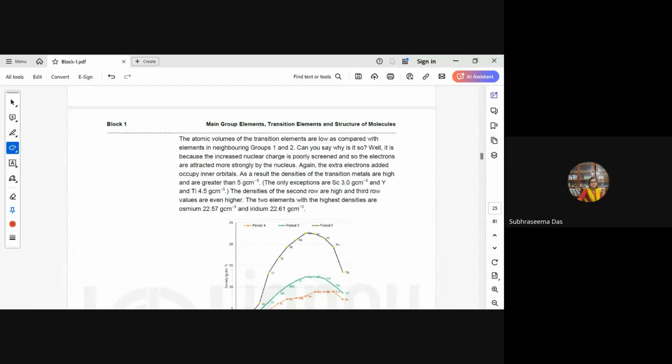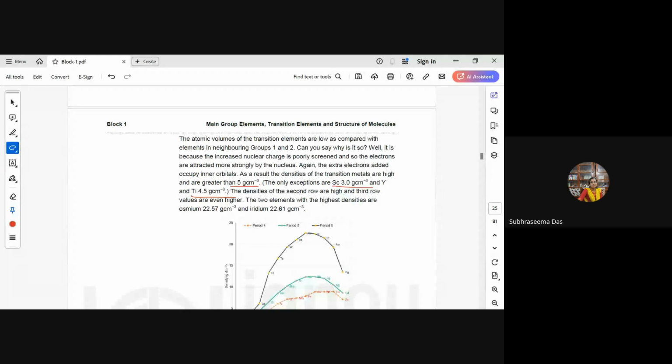This is because the increased nuclear charge faces very poor screening effect, so the electrons are attracted more strongly by the nucleus. The extra electrons that are added occupy the inner shells. Because of this, the density of the transition elements is high, mostly greater than 5 gram per cm cube. The only exceptions are scandium and titanium.